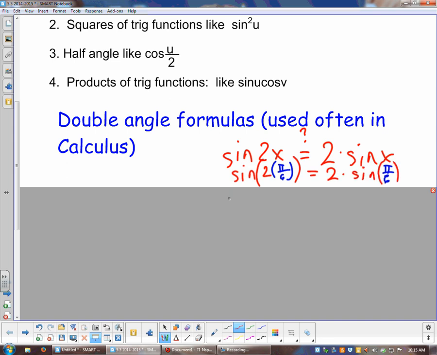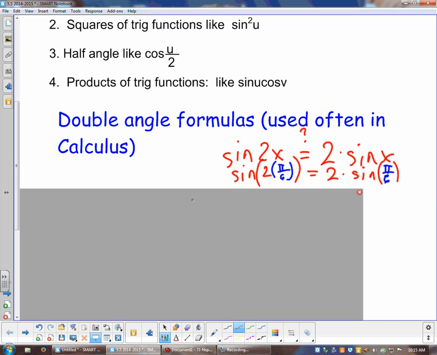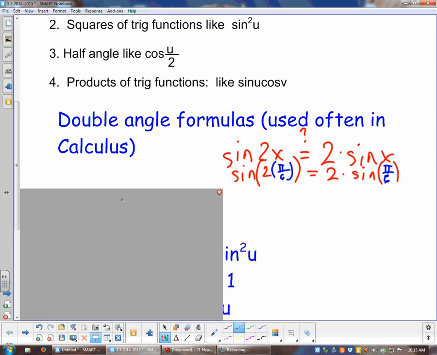Well, what is the sine of pi over 6? Sine of pi over 6 is 1/2, isn't it? Yeah. So I've got 2 times 1/2, so on the right side of my equation I have 1. And what is 2 times pi over 6? That's pi over 3. And what's the sine of pi over 3? That'd be square root of 3 over 2. And is square root of 3 over 2 equal to 1? No. So that's why this does not work.